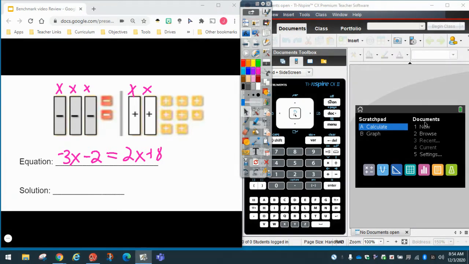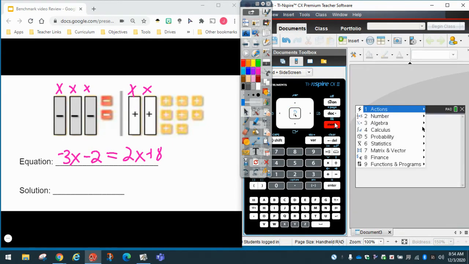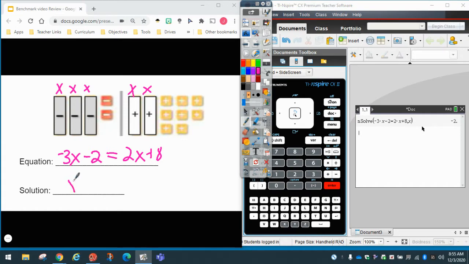So now we're going to go to our calculator. We're going to add a calculator, and we're going to click on menu. We're going to go to algebra and numerical solve. So we're going to type in our equation. I have negative 3x. This is a minus 2 because it's between two things, between the variable and a constant, equals 2x plus 8. And I have to put comma x because I want the calculator to solve for x. So my solution is going to be x is equal to negative 2.